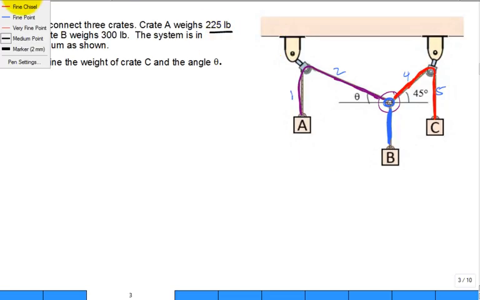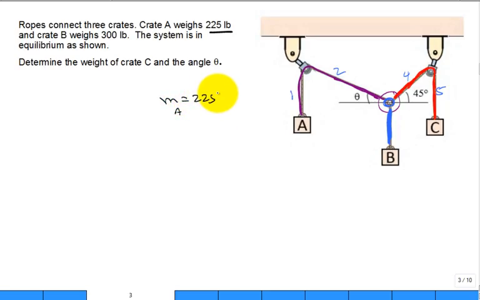Professor, you made a big deal about pound mass and pound force, and I'm just so confused. Is this the mass of crate A equal to 225 pounds, or is it the weight of crate A equal to 225 pounds? I don't know. What is it? The weight. It is the weight.